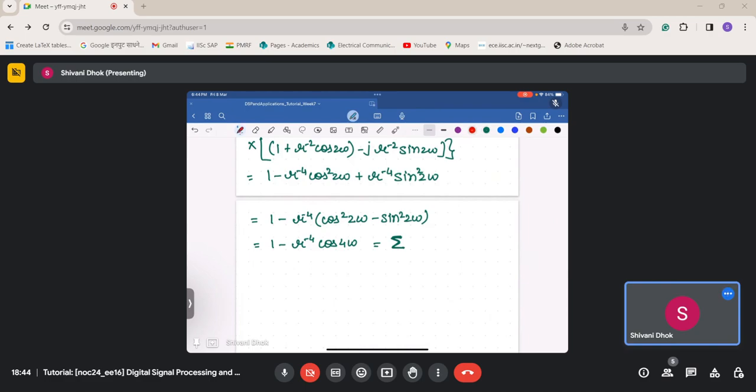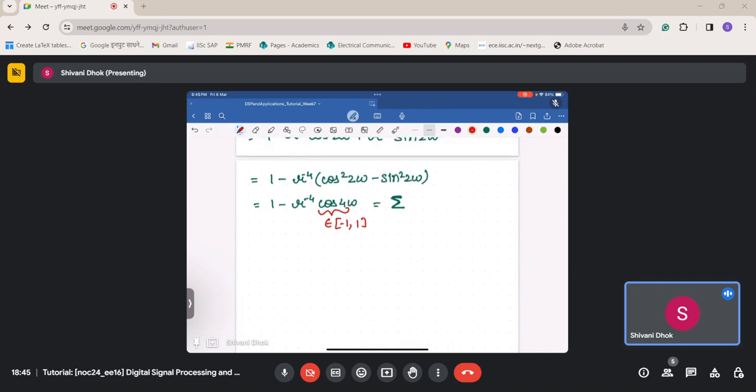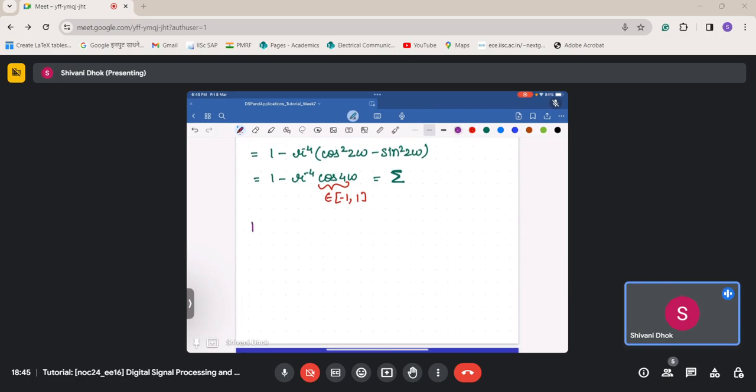Now this thing here belongs to minus 1 to 1, and this thing here is 1 minus cos 4 omega. Now the first case that we are having is magnitude of z less than 1, which means that r is less than 1, which means that r to the power minus 4 will be greater than 1. So this thing here will be less than or equal to 1 minus cos 4 omega.